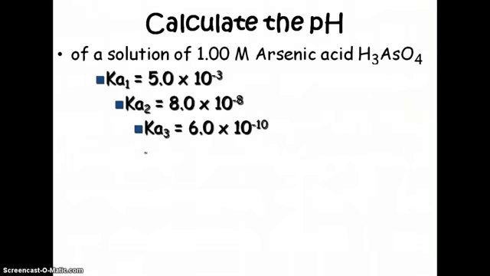Alright, so let's look at a practice problem. So here we have H3AsO4, which is arsenic acid, and it's a 1 molar concentration. Then we have 3 different Ka values, 1, 2, and 3 for each of the hydrogens that comes off. Okay, and it wants us to calculate the pH. Okay, so these are so much smaller than the original that we really only need to look at Ka1. So we're just going to scratch out Ka2 and Ka3 because they're not going to be very important.